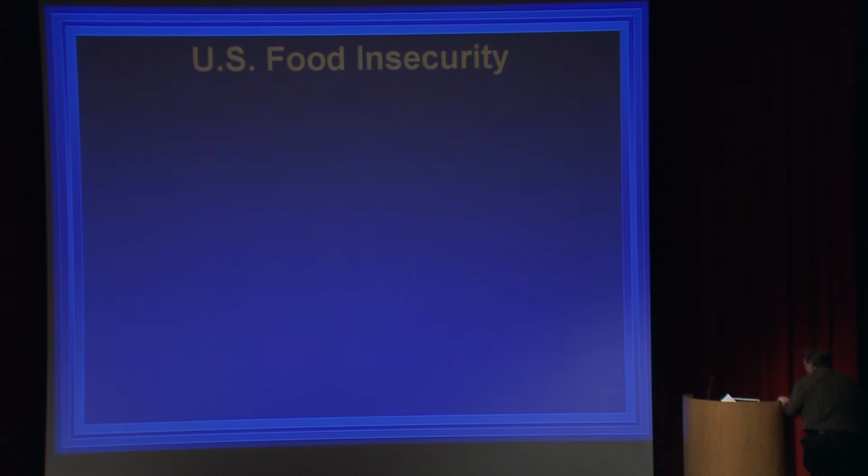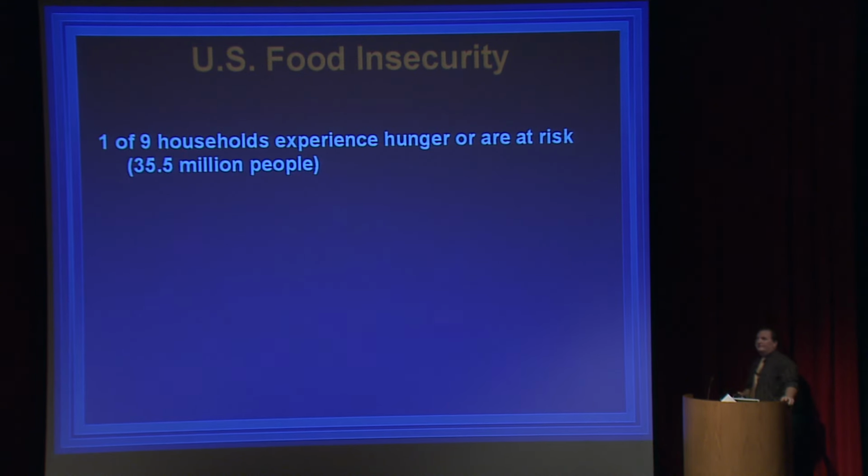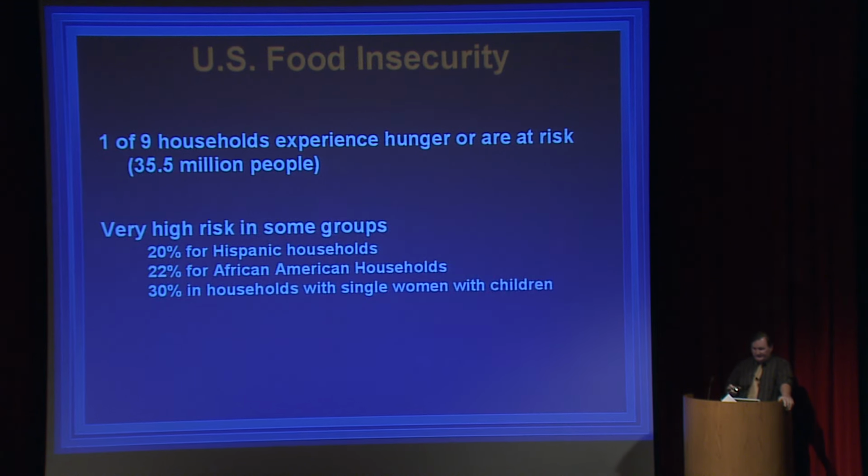In the US, food insecurity is a big problem. Government statistics suggest that 1 out of 9 households experience hunger or are at risk for experiencing this. The risk is very high in some groups. So if the base rate is 1 in 9, you get about twice that rate in Hispanic households and a little bit more in African American households. And then in some subgroups of the population, in households with single women with children, the rates are as high as 30%.